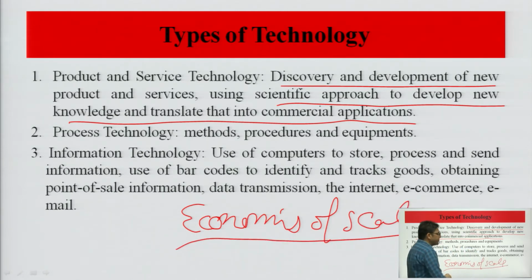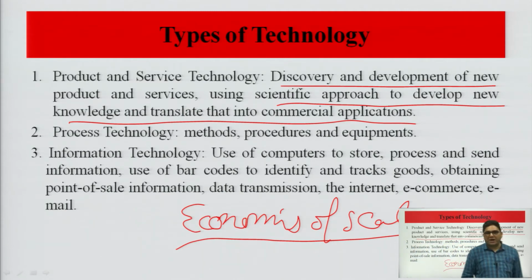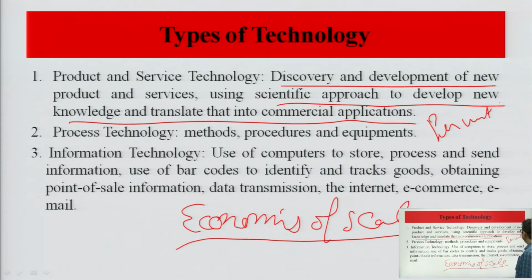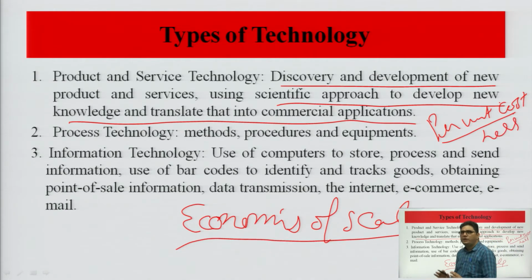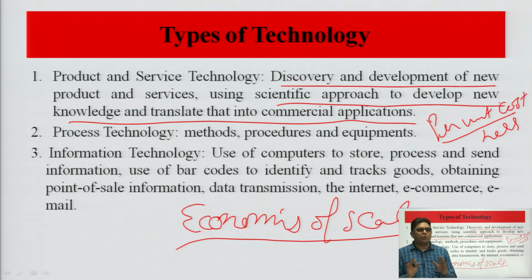And what the economies of scale are: once the company is in a position to produce more, to produce maximum output in a minimum period of time, the per unit cost of production is going to be less. It is going to determine how you are in a position to bring down or reduce the cost over a period of time.